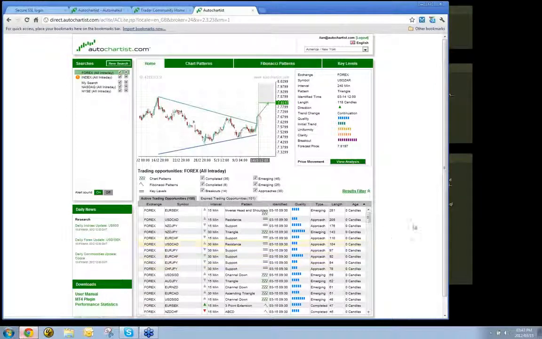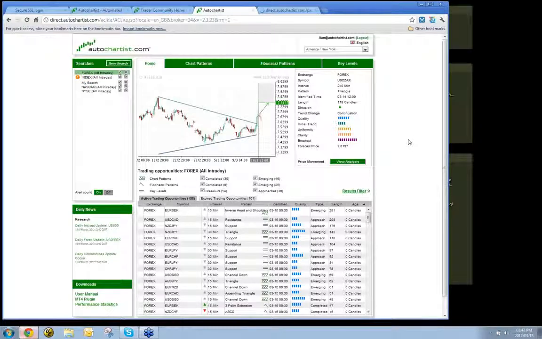In the next few weeks, we're going to be showing the performance stats for all the types of analysis that Autochartist performs. That means chart patterns and key levels. But for now, you can click on this performance stats button, and that'll take you to some performance statistics analysis. I'm not going to go into there now. I'll quickly switch back my screen.